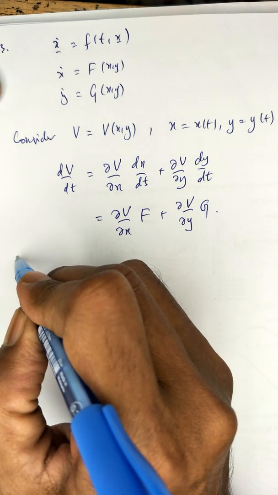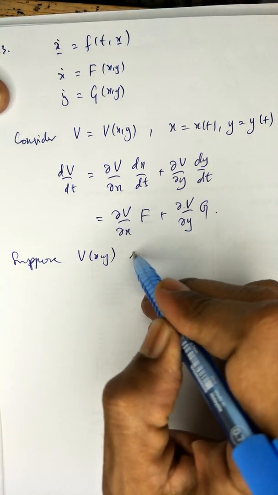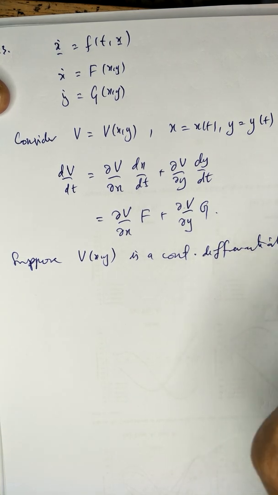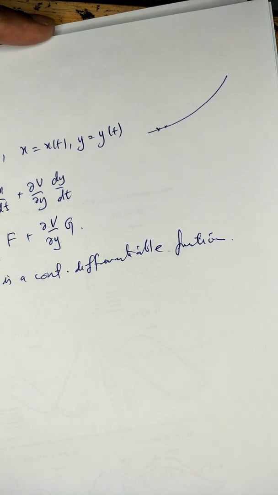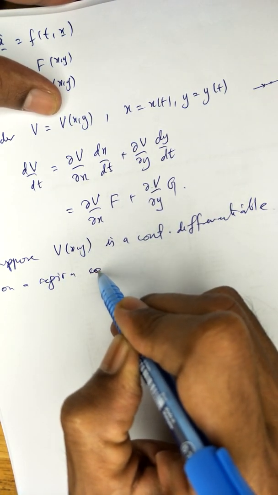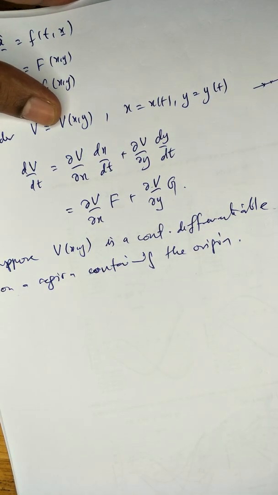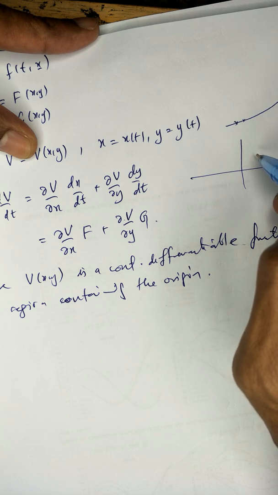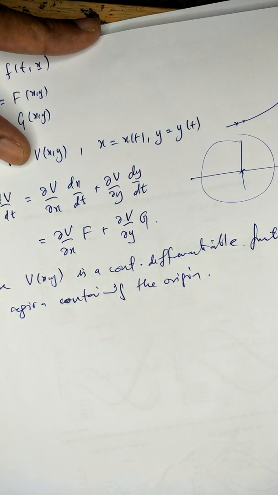Now we suppose that v(x, y) is a continuous differentiable function on a region containing the origin. So if we consider our plane xy, we have a region which contains the point, the origin.